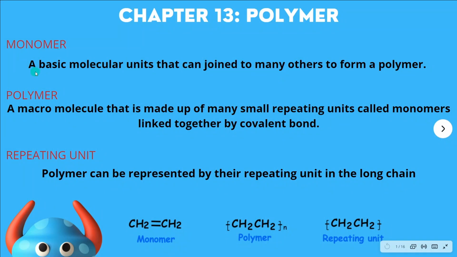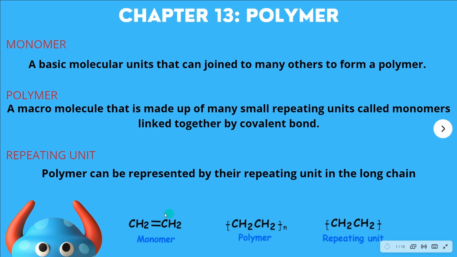Monomer, a basic molecular unit that can join to many others to form a polymer. Polymer, a macromolecule that is made up of many small repeating units called monomers linked together by covalent bond. Repeating unit. Polymer can be represented by their repeating unit in the long chain.